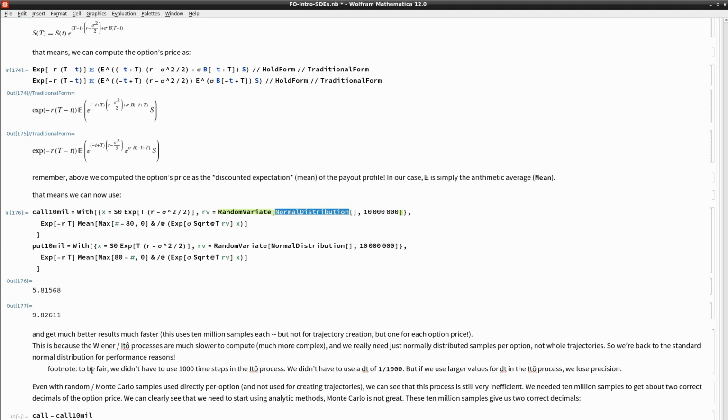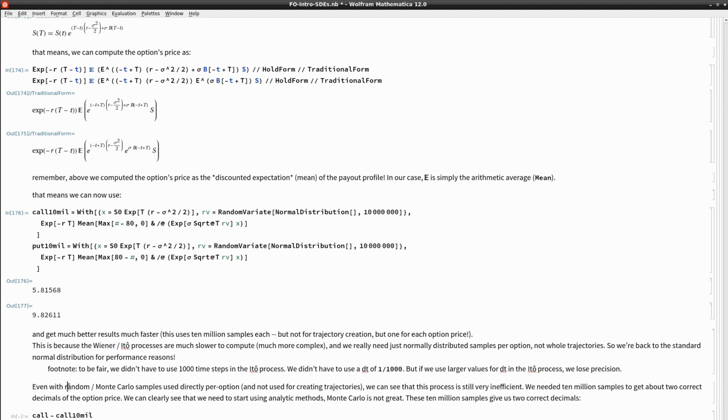Now, a footnote, to be fair, we didn't have to use 1,000 time steps in the Ito process, right? Remember, our dt was 1/1000. And that is true, we didn't have to use 1/1000 for dt, but at the same time, if we use larger values for dt, then we lose precision again, right? We don't want to have large time steps, then we're losing overall precision for this. We should really have a pretty dense process.